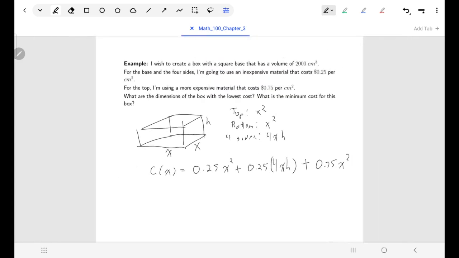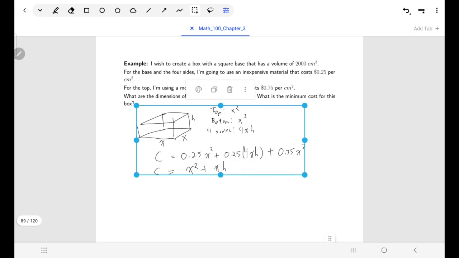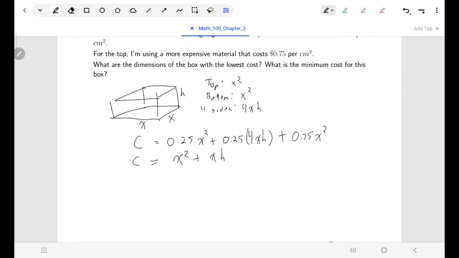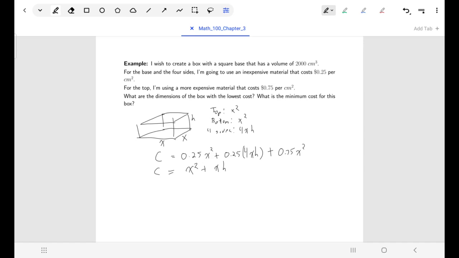And I kind of got a little ahead of myself when I said this is cost as a function of x, because currently it's not. Really, it's just cost, but it's not a function of x yet, because you'll notice there's also height worked into this as well. If I clean that up, though, it actually doesn't look too terribly bad. I've got cost is x squared plus x times h. Now, the only problem is we need this to be cleaned up so that it's a function in terms of just x's or in terms of just h, whichever you prefer. Probably easier to get it in terms of x's.